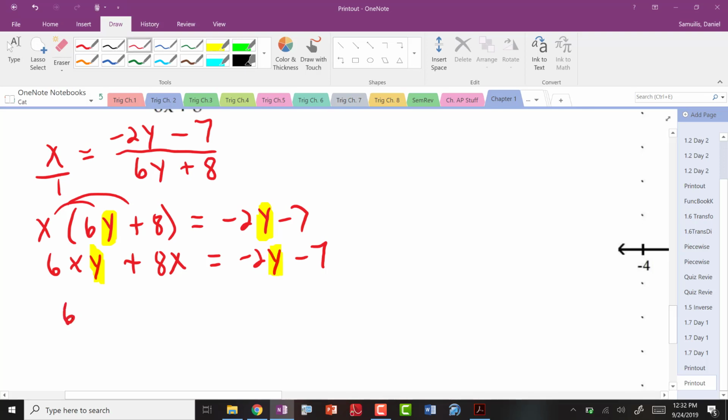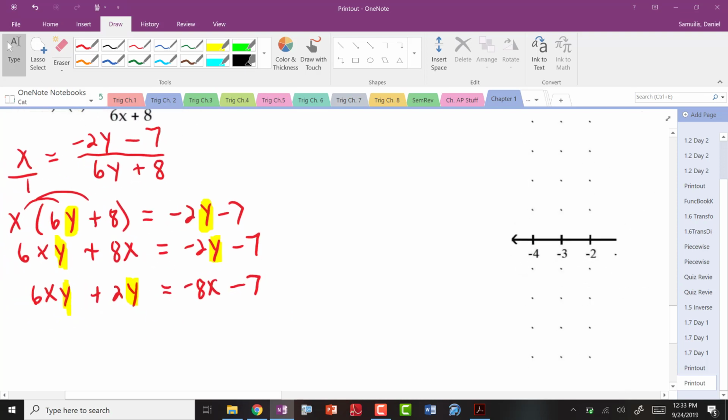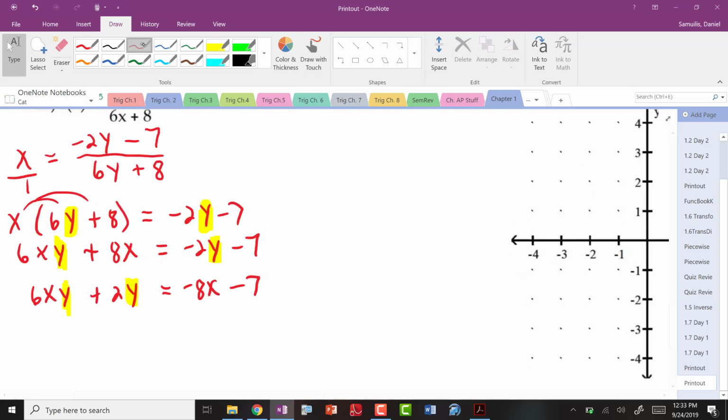Add 2y to both sides. Subtract 8x from both sides. And I should be able to do that at this point because solving equations is from grade school. So whatever I do to one side, I do to the other. We need to speed it up and move on to questions like this.